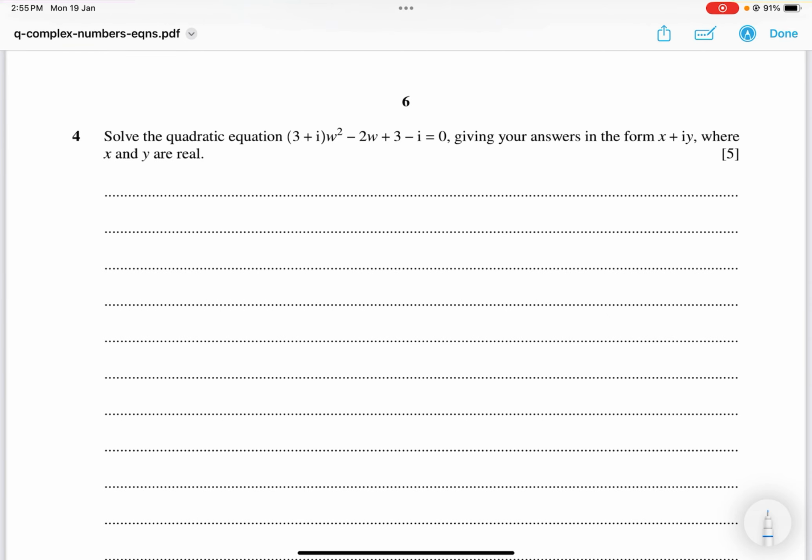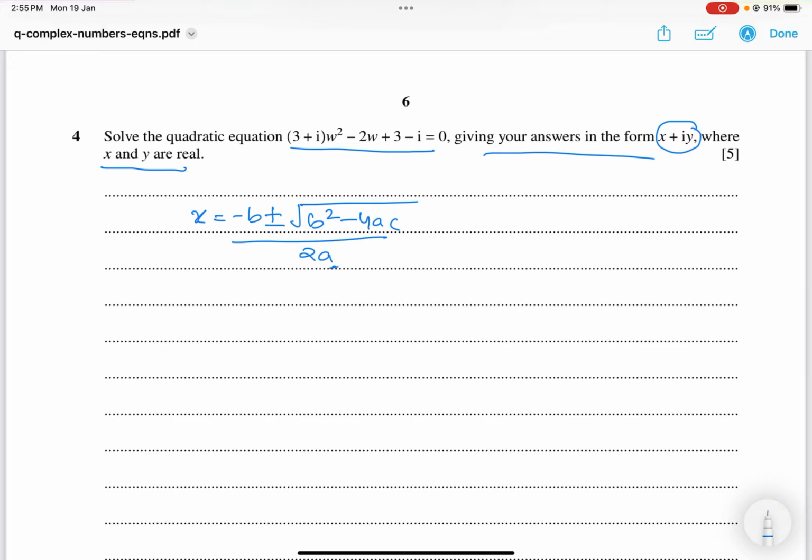Now let us try to solve this question. Solve the quadratic equation, giving your answers in the form x plus iy, where x and y are real. So there are various ways to solve this quadratic equation. I am using the quadratic formula. So what is the quadratic formula? x equals minus b plus or minus square root of b square minus 4ac upon 2a.